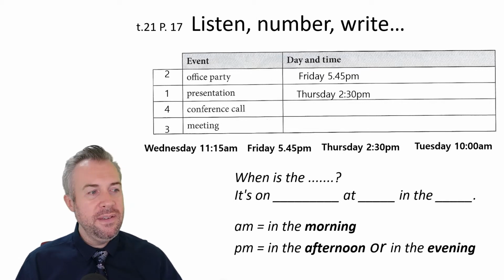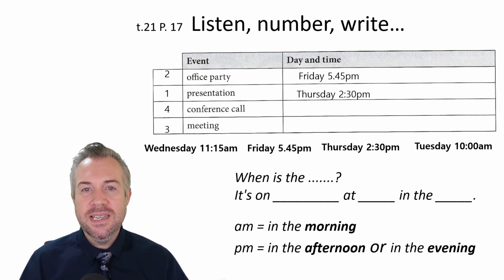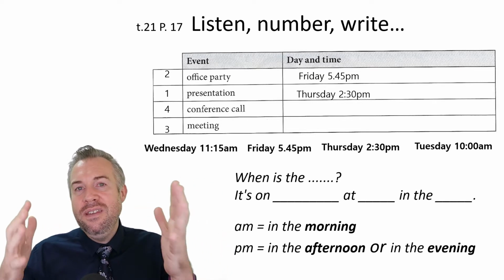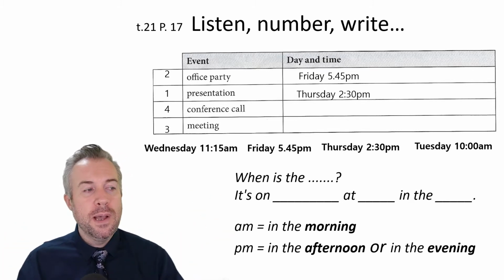Why have I chosen evening, not afternoon? Well, the easiest reason is that it is a party. It is an office party, so work is done. So afternoon is for work, evening is for leisure. Work should be over. So I'm going to say 5:45 in the evening.